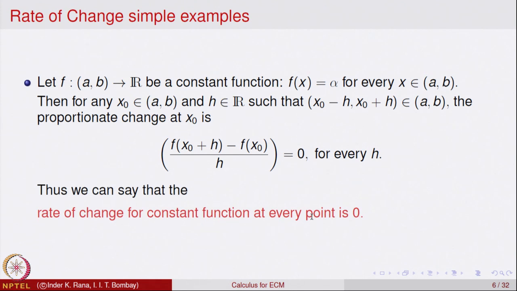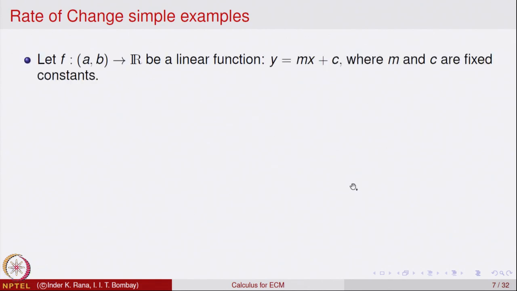For this constant function, the numerator is 0 for every h. That means the rate of change of the constant function is 0 at every point. So, we can safely say, for a constant function, the rate of change of the values is 0. Well, let us look at another simple example, the linear function.